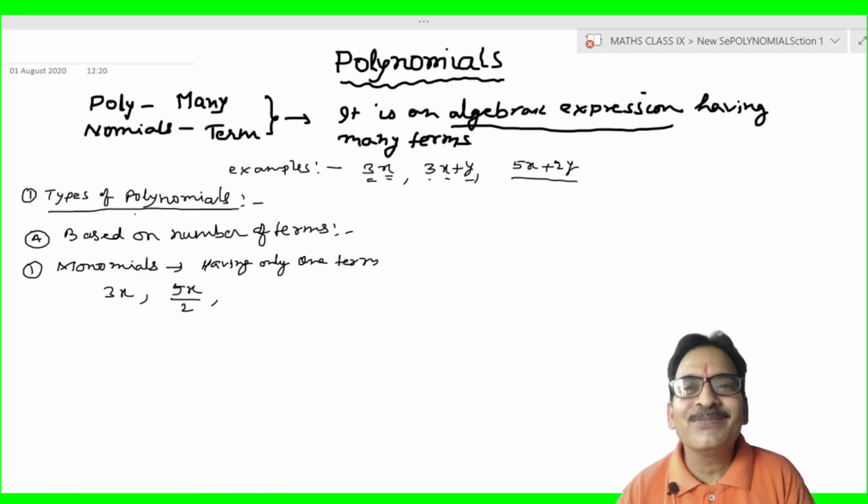Okay. Now come to the next one. Second is, we say, this is called binomials.